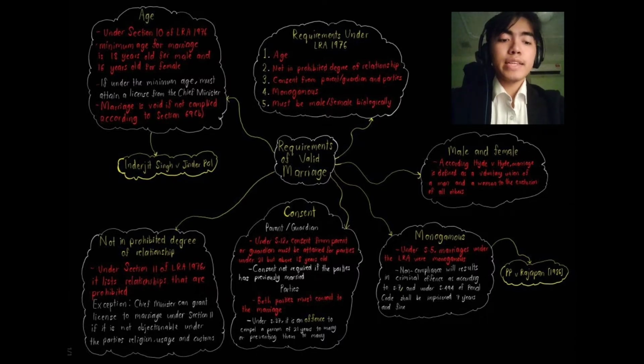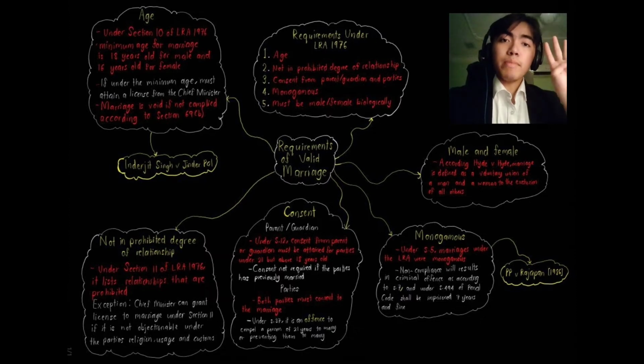And for the parties to the marriage, both parties must consent to the marriage themselves, and under Section 37, it is an offense to compel a person under 21 years old to marriage or prevent them from marrying another.